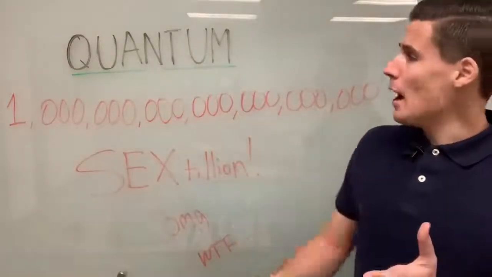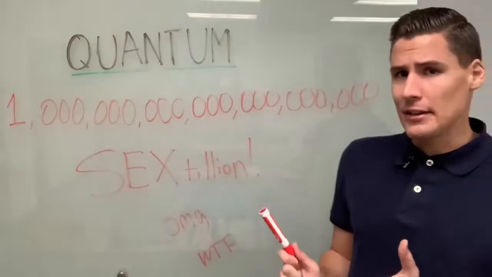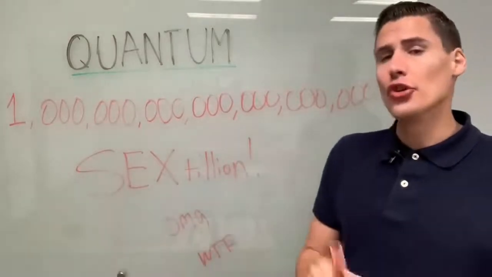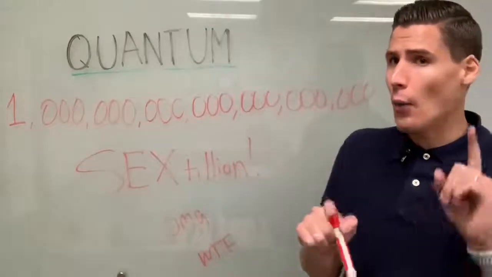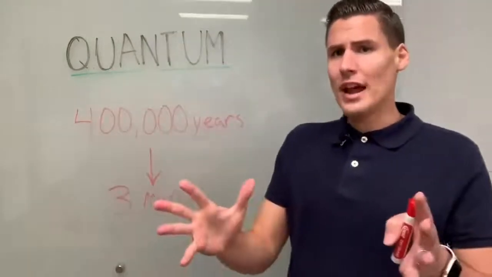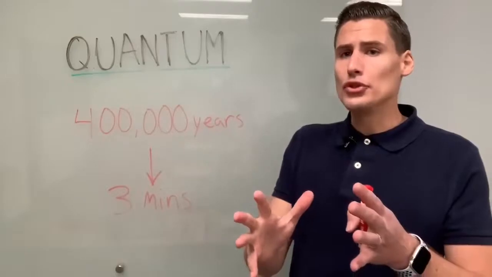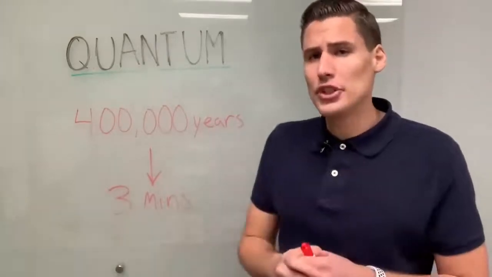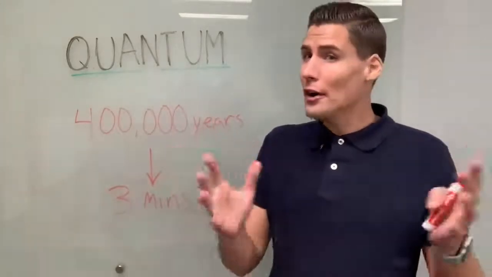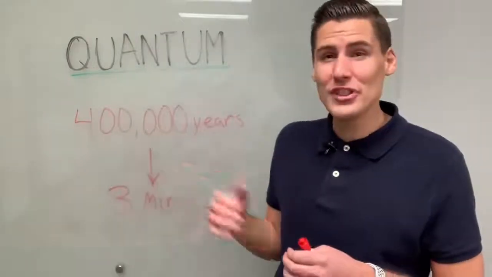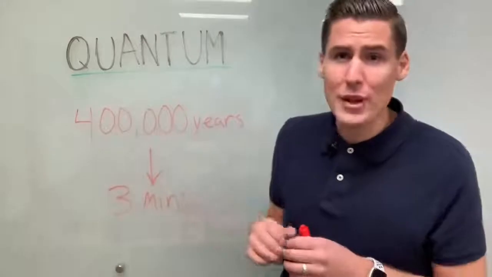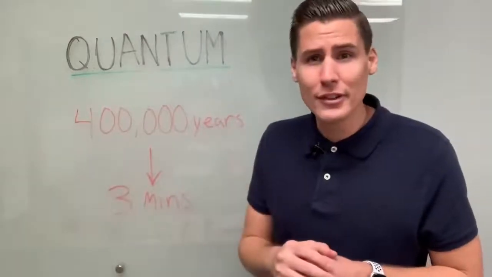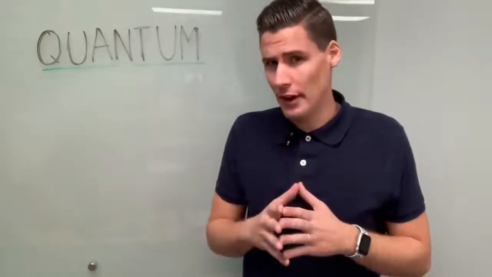So this is how many simultaneous states or how many options Google's quantum computer can be in right now at one time. Using that technology, Google was able to take a problem that would take all of the supercomputers on Earth 400,000 years to solve, and they were able to solve that problem in 3 minutes. 3 minutes! Pretty spooky stuff, huh?